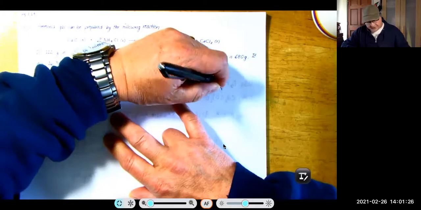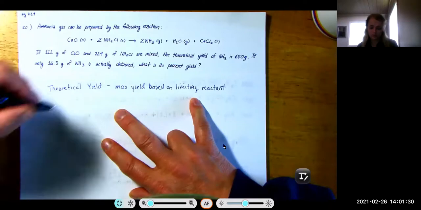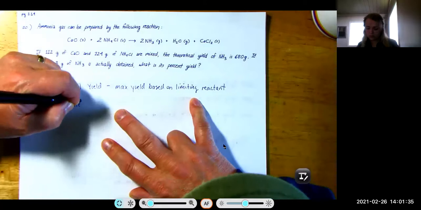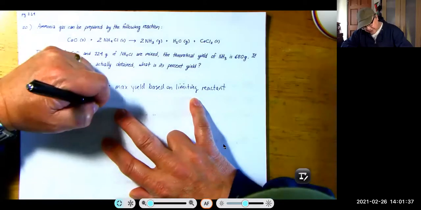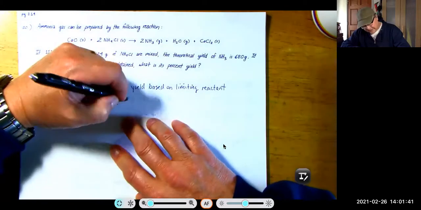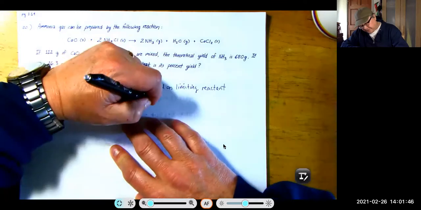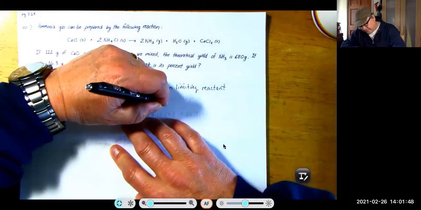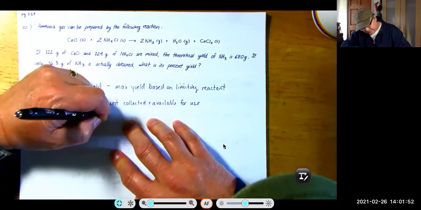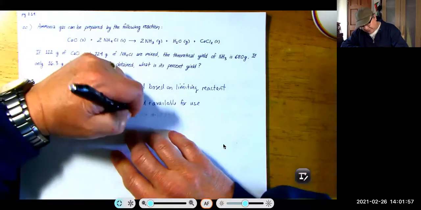And so we've already discussed how to figure out the limiting reactant, okay? The actual yield. This is the amount that we collected and available for use. And this would be after the reaction and after purification.